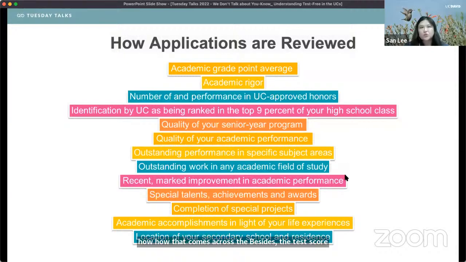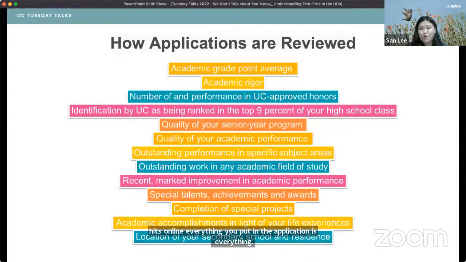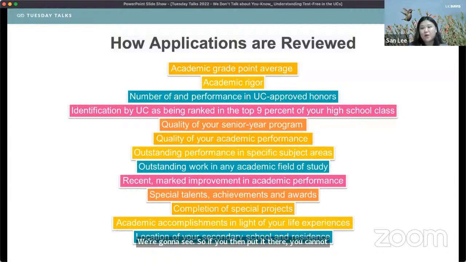I always tell students when we look at an application, you put in a lot of information there. One thing to keep in mind is that the UC application is online. Everything you put in the application is everything we're going to see. So if you didn't put it there, you cannot assume that we know. That's why we keep saying, spend time on the application, take your time telling us your personal stories, your circumstances, if anything is preventing you from getting certain grades or certain classes, and things like that, explain yourself.